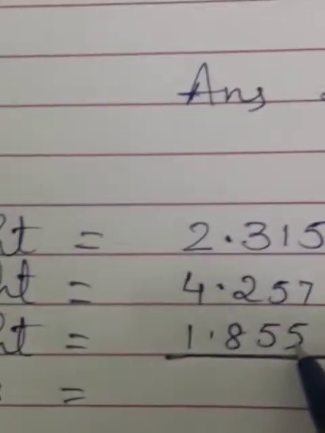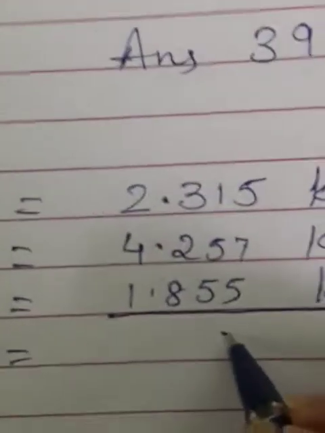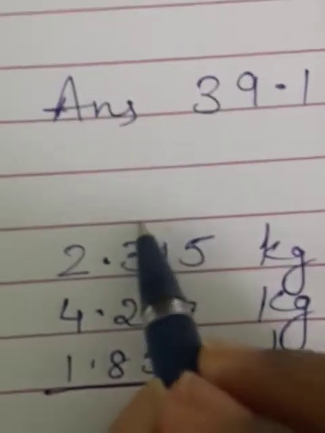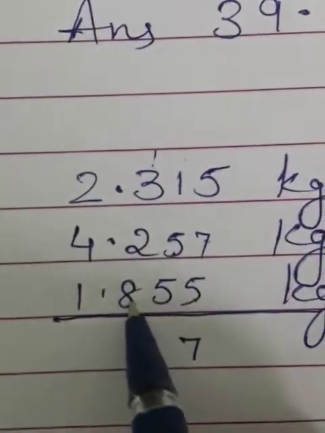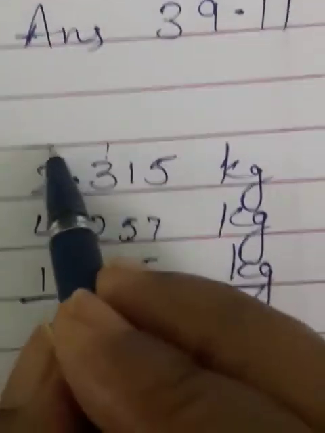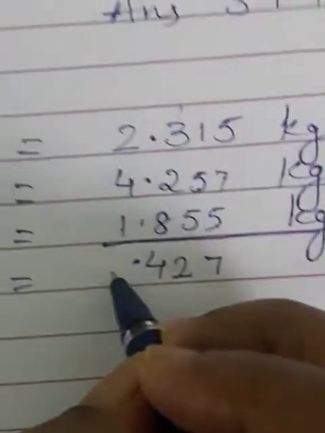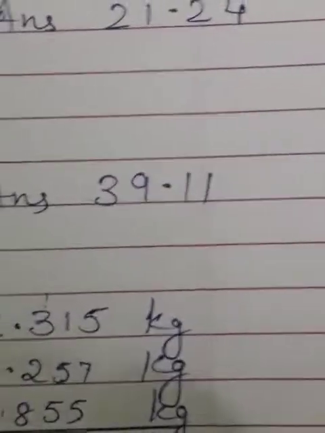5 plus 5 is 10, 10 plus 7, 17, 1 carry, 1 plus 1, 2, 2 plus 5 is 7, 7 plus 5 is 12, 1 carry, 3 plus 1, 4 plus 2, 6 plus 8, 14, 1 carry, 2 plus 1, 3 plus 4, 7 plus 1, 8. So this is the total vegetable. You have to add them.